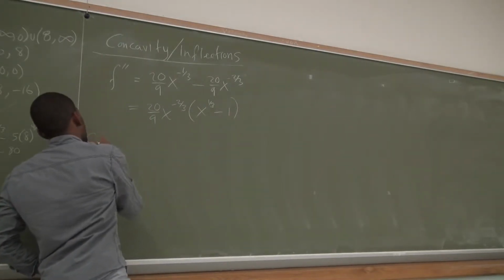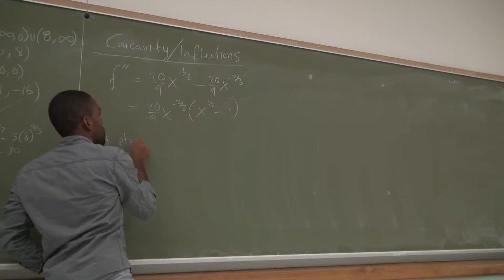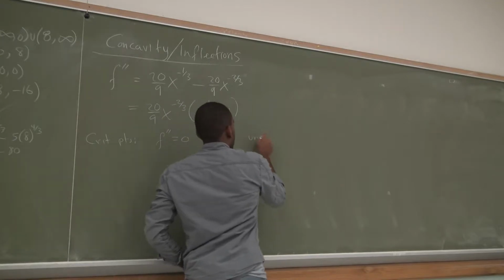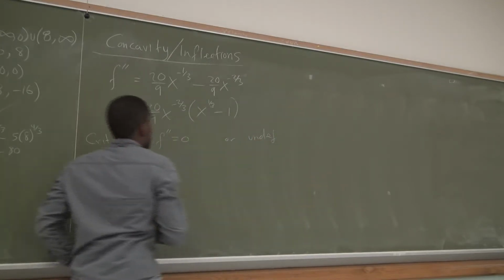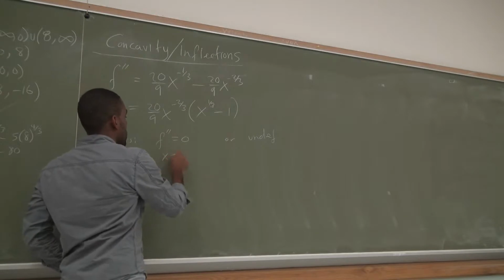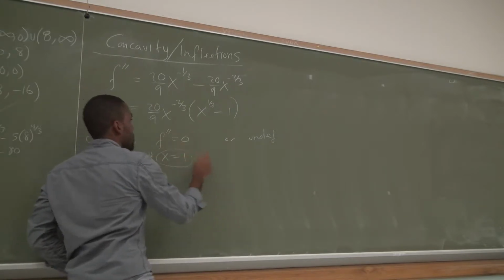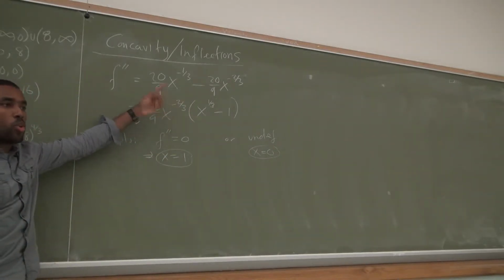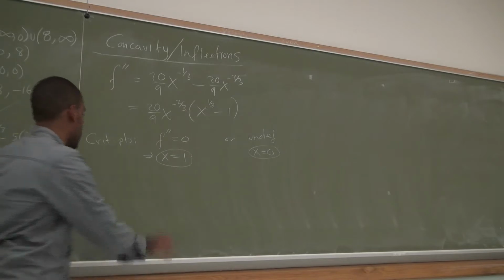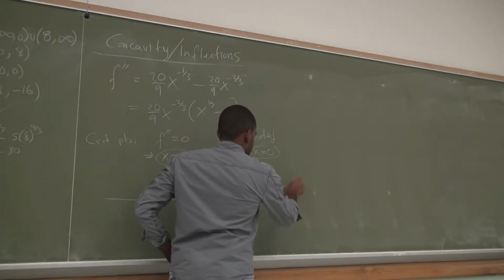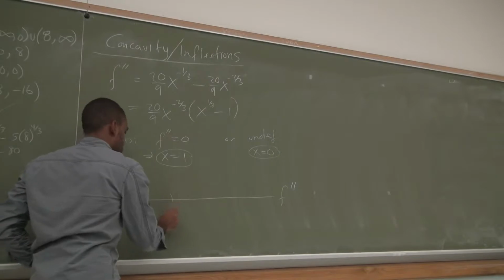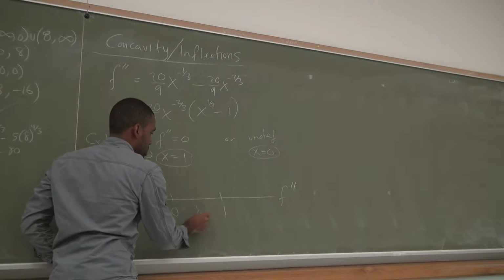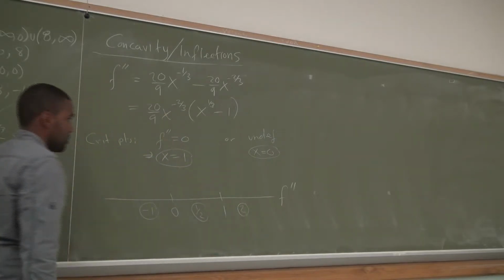So x equals 0 and x equals 1 are critical points. You set f double prime equals 0 or undefined. So for equals 0, this means x equals 1. For undefined, x equals 0, right? Yep, because a negative power means 1 over x. You divide by 0 here, so it's undefined. Now you do the test in the second derivative.